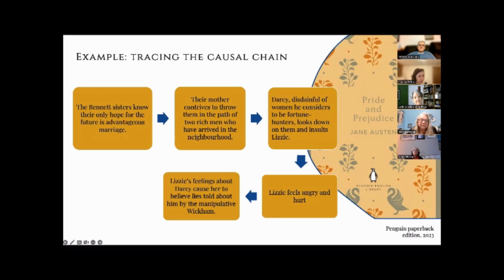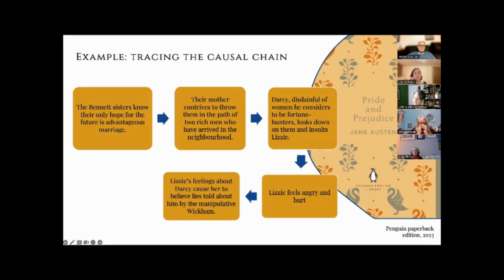Because their mother is very obviously throwing them in the path of these two rich men, Darcy, who is one of the two rich men, is disdainful of them because he thinks they're fortune hunters. And so then that causes him to not care about their feelings and to insult Lizzie where she can hear him. Because Darcy insulted her, Lizzie feels angry and she feels hurt, which makes sense. And because she's angry and hurt, then she's willing to believe the lies that Wickham tells her about Darcy, even though Wickham is manipulating her.